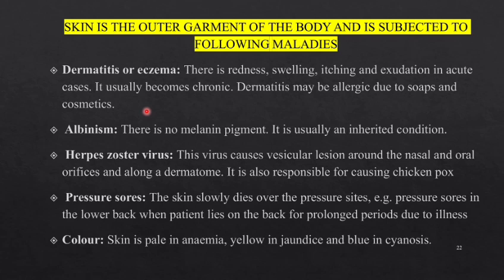Next one, albinism. There is no melanin pigment. Melanin is a useful and necessary pigment for our skin, as it gives color, the skin tone. It is usually an inherited condition. Next, herpes due to virus. The virus causes vesicular lesions near the nose and orifices along the dermatome. It is also responsible for causing chickenpox.